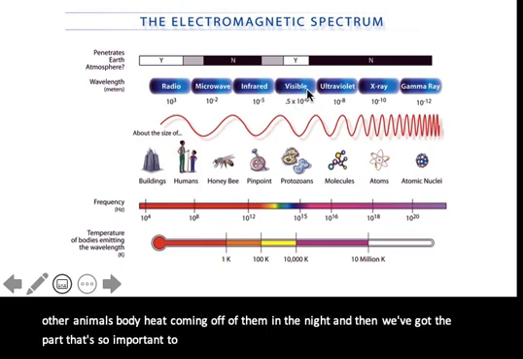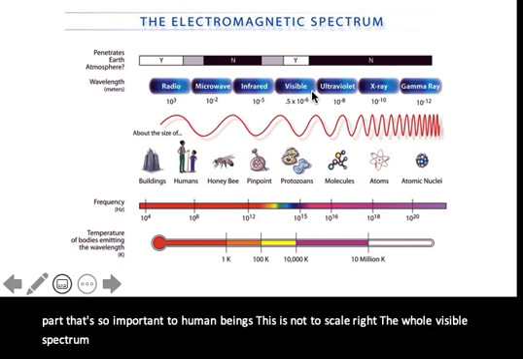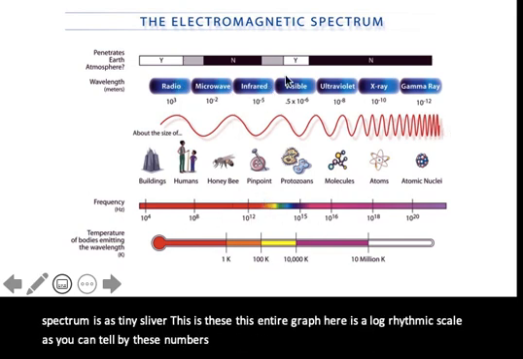This is not to scale, right? The whole visible spectrum is a tiny, tiny sliver. This entire graph here is a logarithmic scale, as you can tell by these numbers down here, and they're not to scale. Radio and gamma are the largest by far.